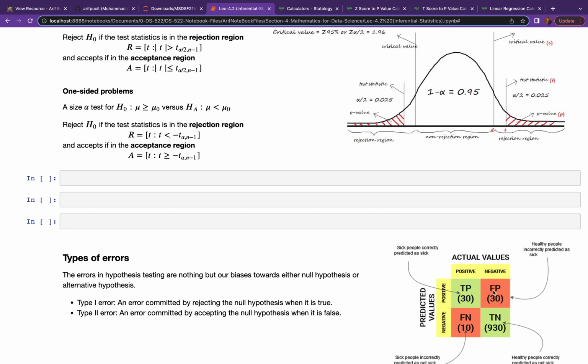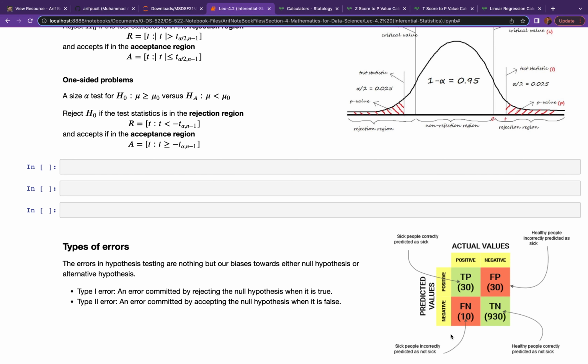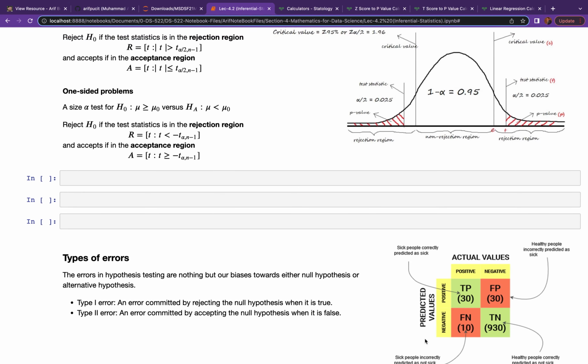This type 1 error means that the researcher has rejected the null hypothesis while it was true. In real life, an example of type 1 error is when a healthy person is incorrectly predicted as sick. On the contrary, this type 2 error is the error that researchers have accepted the null hypothesis while it was false. In real life, an example of type 2 error is when a sick person is incorrectly predicted as not sick or healthy. I hope this makes sense.